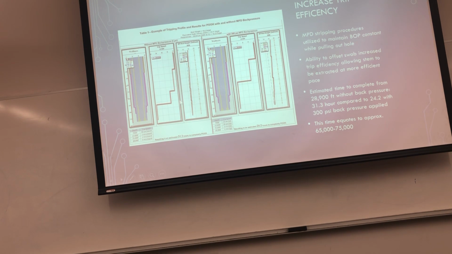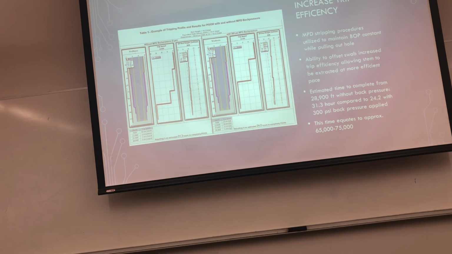This little table right here is basically breaking down the trip efficiency. We see right here the wellbore, trip speed, mud weight, and then this is with back pressure, 300 psi. This is without. So we see how when we do apply back pressure of 300, you see just different trends going on. And so the MPD stripping procedures are utilized to maintain BHP constant while pulling out of hole. The ability to offset swab increased strip efficiency, allowing the string to be extracted at a more efficient pace.